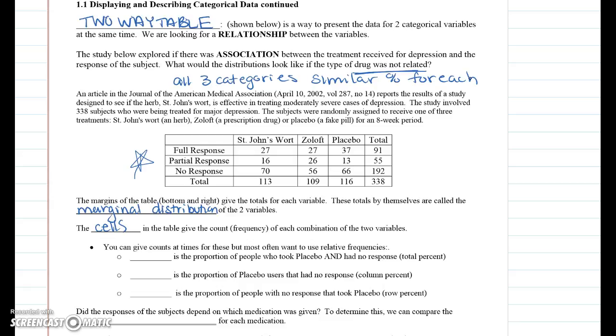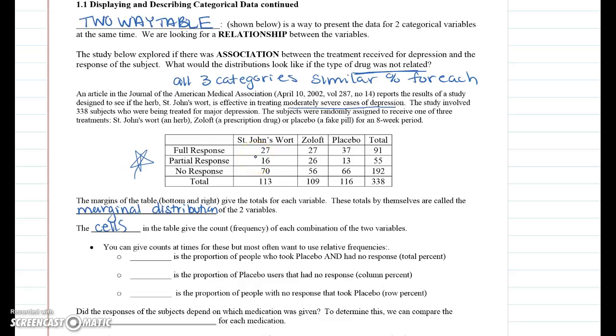We're going to look at a study of the treatments for severe cases of depression, moderately severe cases of depression. They gave people different types of treatments, and I don't know, if they're doing a placebo, they wouldn't have known which one they were getting. And then they did the counts on how they responded here.